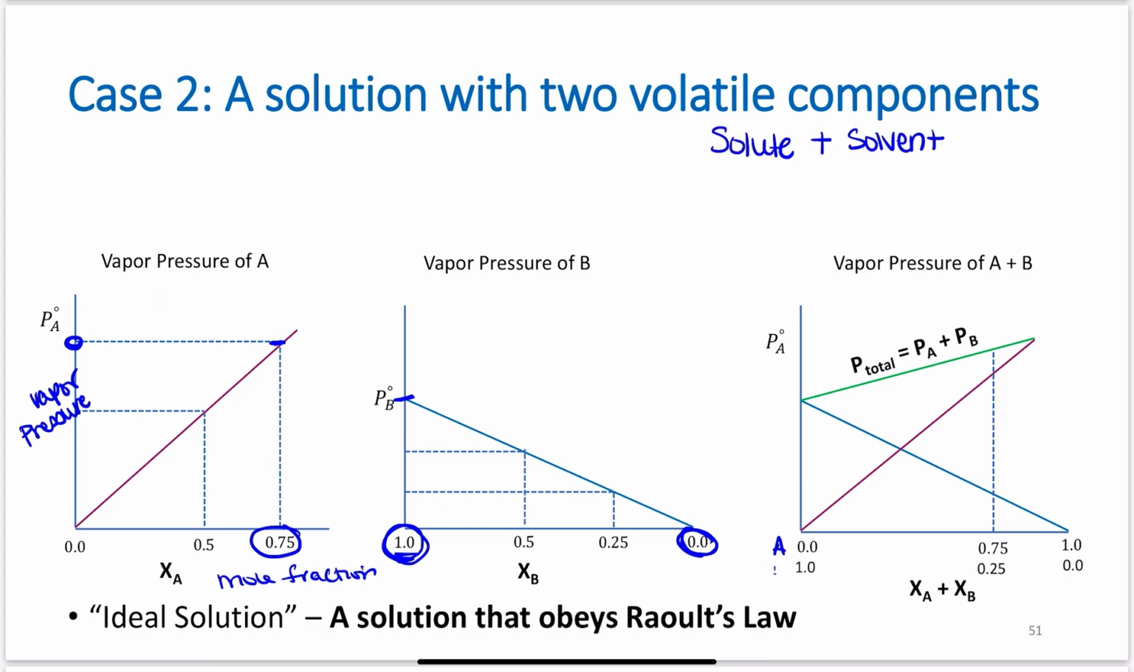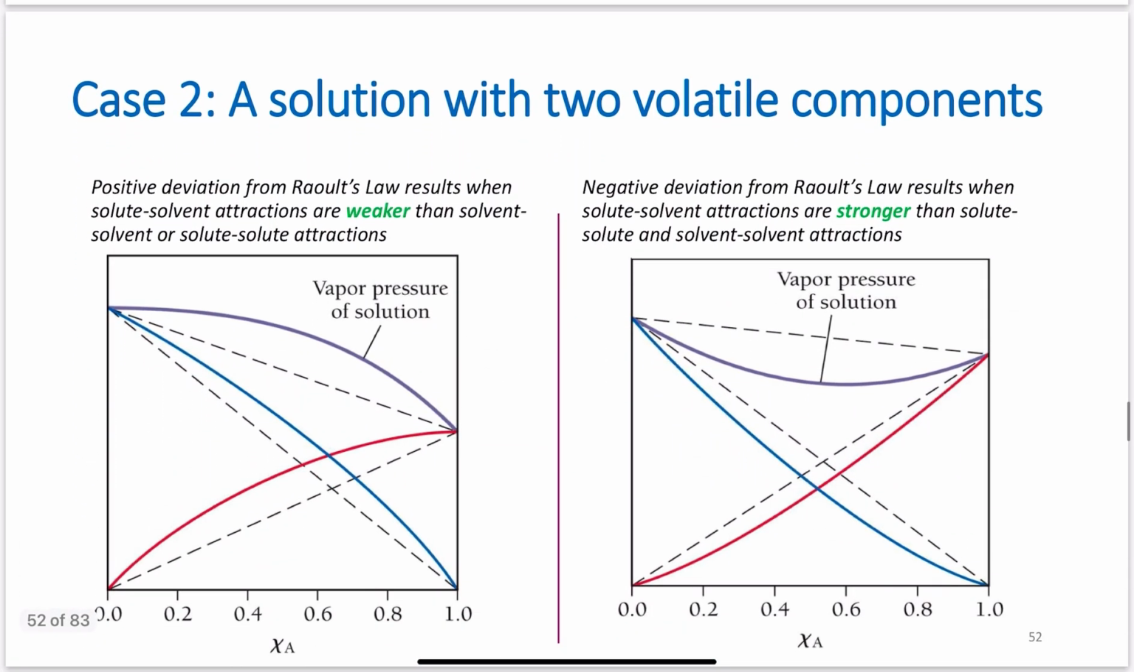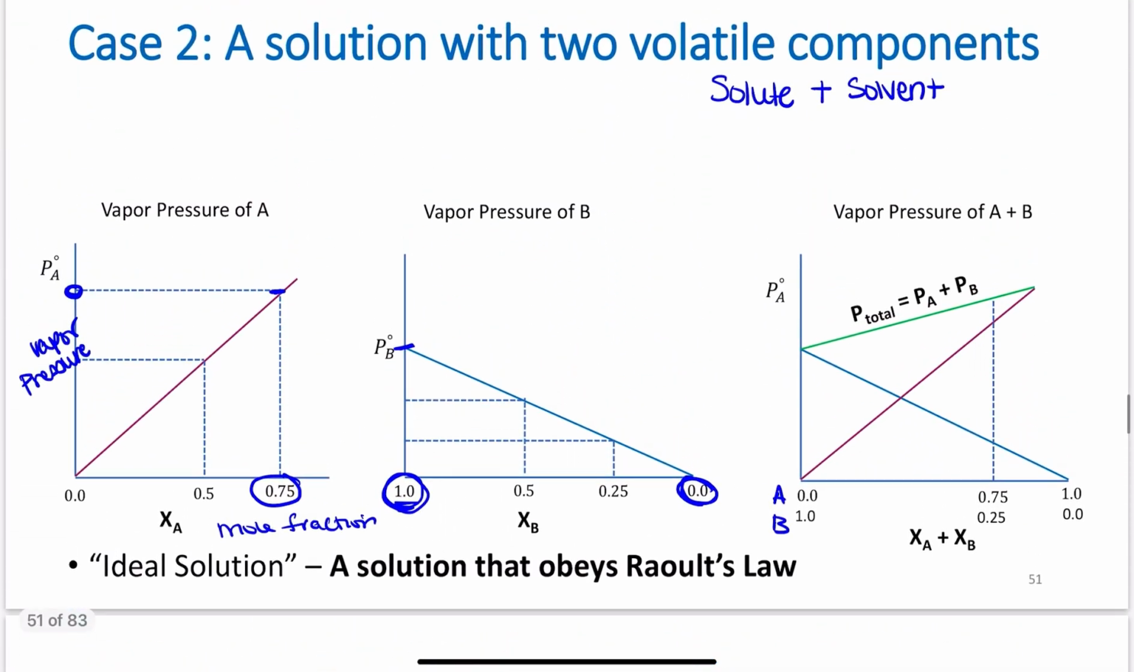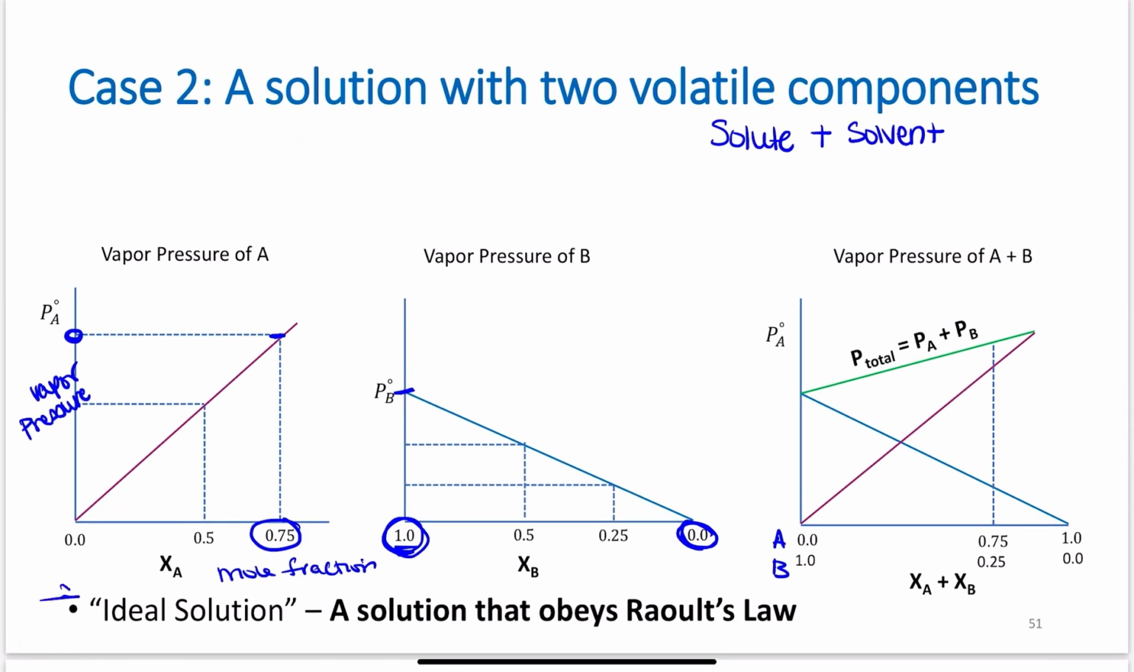This is A, this is B. So the pressure total is going to be the pressure due to A plus the pressure due to B, the vapor pressure of A plus B. Now, that doesn't mean that it's always going to happen. That is an ideal solution. I apologize, I forgot this was written on this slide. An ideal solution is a solution that obeys Raoult's law, where the pressure is the sum of the individual pressures. That's behaving in an ideal fashion. But we know it's chemistry, and we know that things don't always happen in an ideal way.